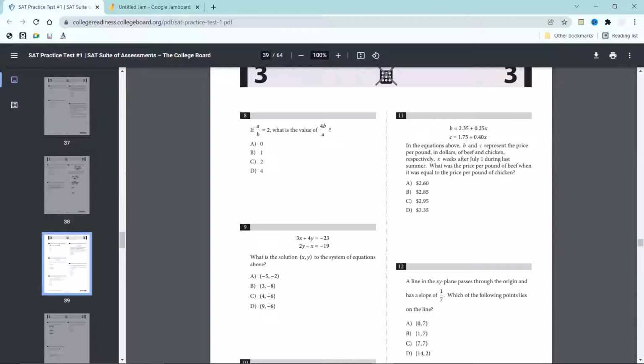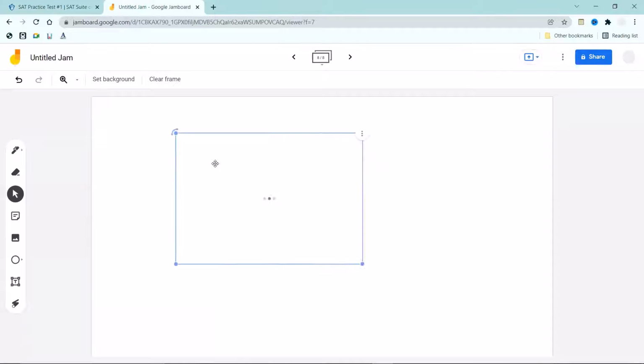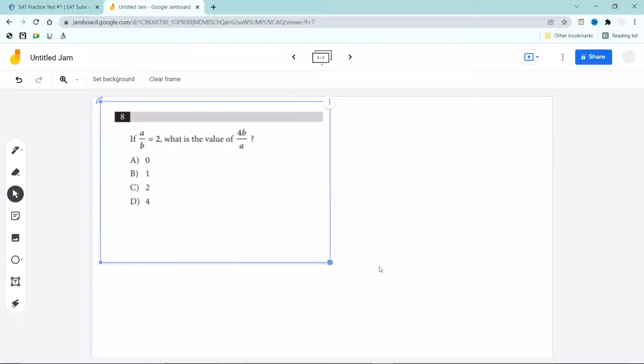Okay, let's take a look at question 8. Question 8 is very similar to the last question. Again, a problem dealing with fractional manipulations here. Question 8 states that if A over B is equal to 2, what is the value of 4B over A?